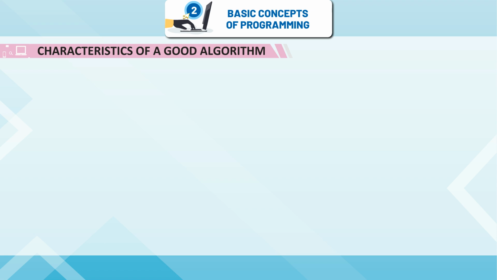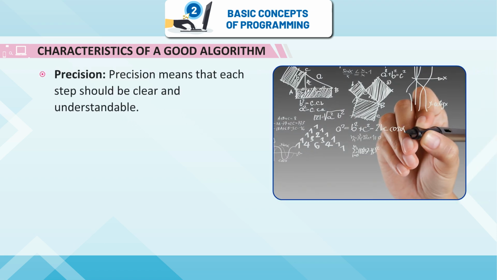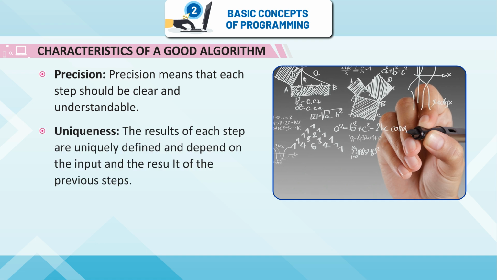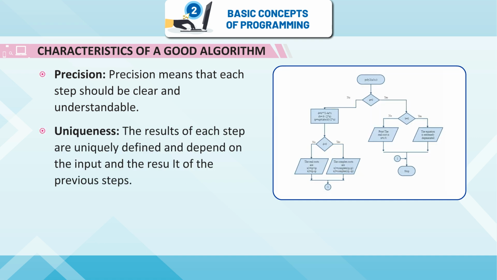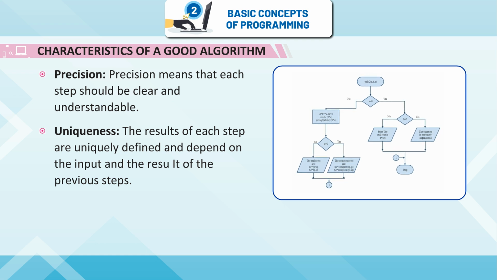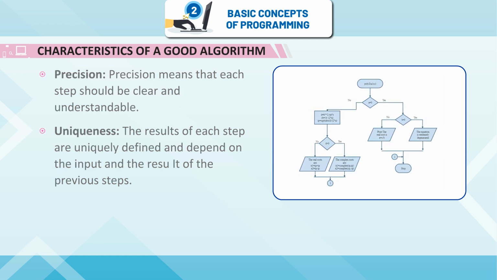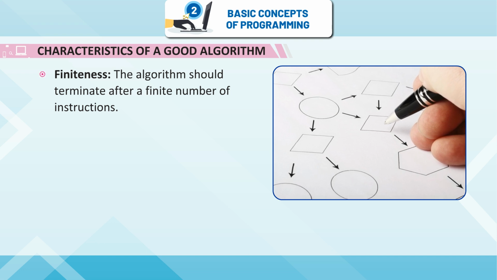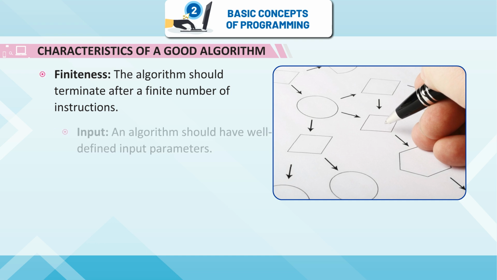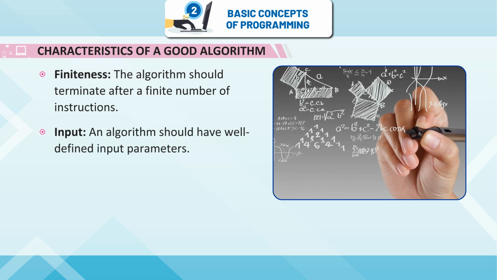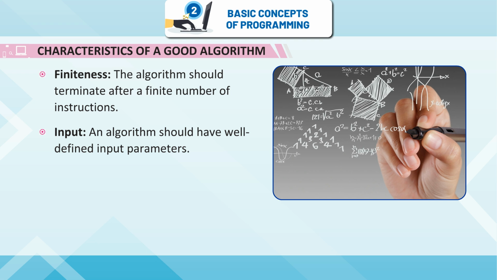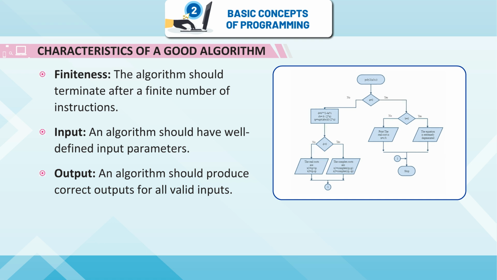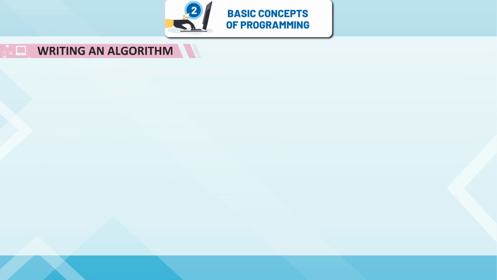Characteristics of a good algorithm: precision. Precision means that each step should be clear and understandable. Uniqueness. The results of each step are uniquely defined and depend on the input and the result of the previous steps. Finiteness. The algorithm should terminate after a finite number of instructions. Input. An algorithm should have well-defined input parameters. Output. An algorithm should produce correct outputs for all valid inputs.